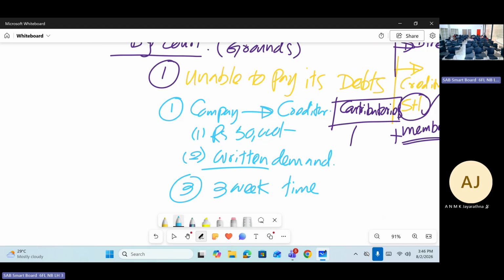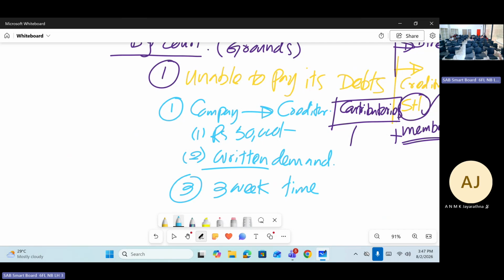Who can make an application to court? Creditor, shareholder, registrar of companies. Anyone can. So we deem that the company is unable to pay its debts. So the creditor can make an application to court to liquidate the company by court. What is the main ground of the creditor? Here the company neglects to pay money, unable to settle the money.